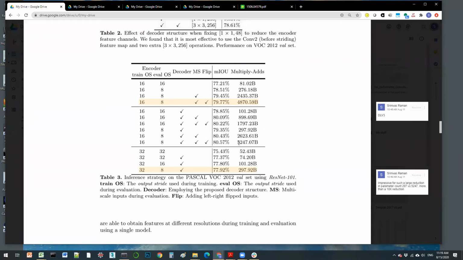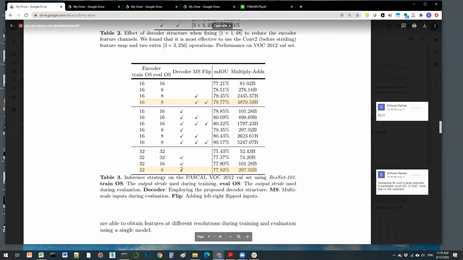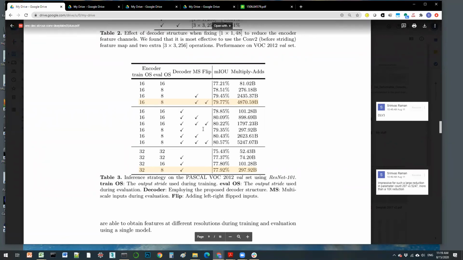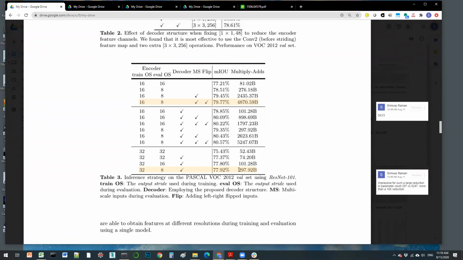Look at the number of multiply adds that it does. And then you look at just adding the decoder, 32.8, don't do the multi-scale, don't do the flip, and you get at 297, which is like, even if you round to 200, it's 5, and then another 5. So 25x less, and you're at 77.9 versus 80.57, which, it's not the point they want to make, but I just thought was interesting.